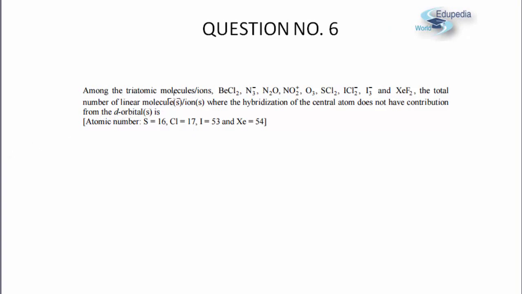It says that among the triatomic molecules/ions, and we have been given some molecules: BeCl2, N3 minus, N2O, and so on. The total number of linear molecules/ions. So the first condition is that whichever molecule we are considering must be linear, where the hybridization of the central atom does not have contribution from the d orbitals. So the hybridization must be of the type either sp, or sp2, or sp3. Okay, sp3d and sp3d2 and hybridizations beyond that are not allowed.